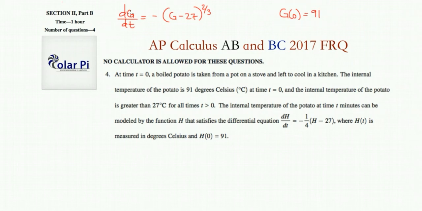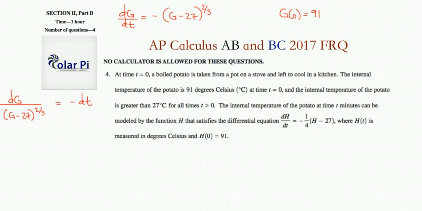Yeah? Okay, cool. So let's first start by separation of variables, which, as the name literally says, you start by separating the variables. So that means that we write dg divided by g minus 27 to the 2/3 power, and then the right side will then have to be negative dt.